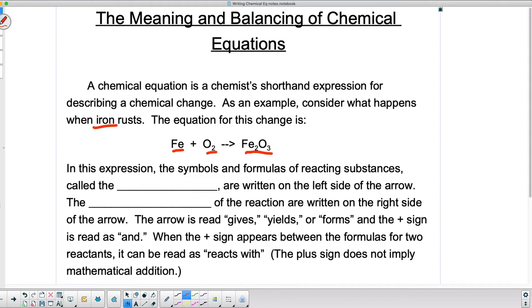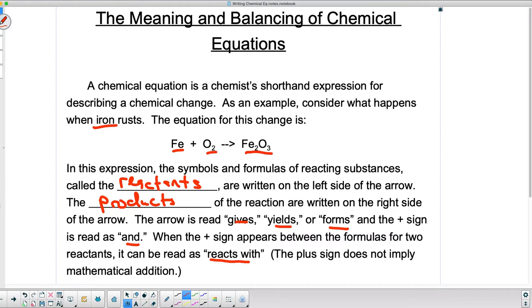In this expression, the symbols and the formulas of the reacting substances are called the reactants. You guys have seen this kind of thing before, hopefully, and they are written on the left-hand side of the arrow. The products of the reaction are written on the right-hand side of the arrow. The arrow is read as gives, yields, or forms, and the plus sign is read as "and." Sometimes the plus appears between the formulas of two reactants. It can be read as "reacts with," as in iron reacts with oxygen to form iron(III) oxide.